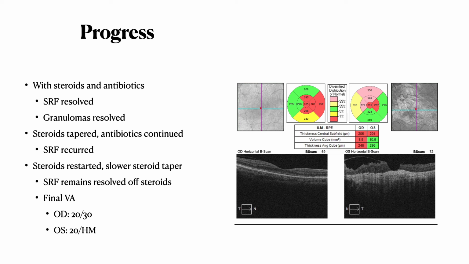In the right eye, the results were quite good, with an intact outer retina centrally. In the left eye, unfortunately, the degree of scarring left the outer retina as well as the optic nerve damaged. As the steroids were tapered and the antibiotics continued, it was noted that the subretinal fluid started to recur in both of her eyes. The steroids were therefore restarted and tapered much more slowly. As the steroids finally came off, the SRF, or subretinal fluid, remained resolved. The final visual acuity off of antibiotics and off of steroids in the right eye was 20/30, and in the left eye was 20 hand motions.